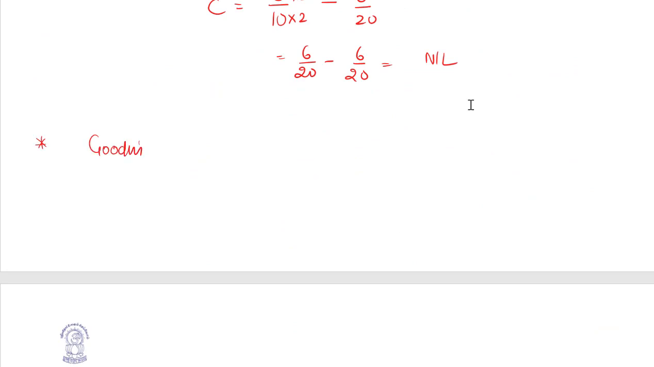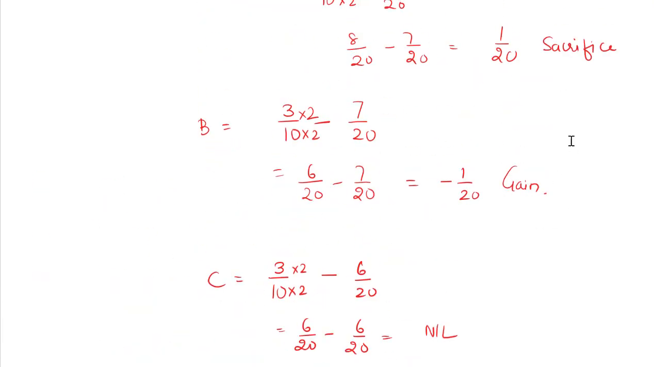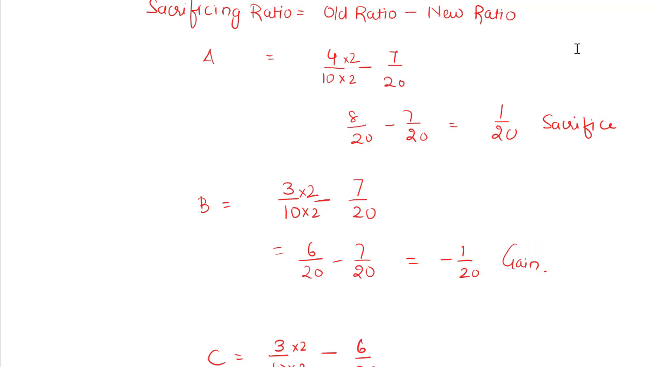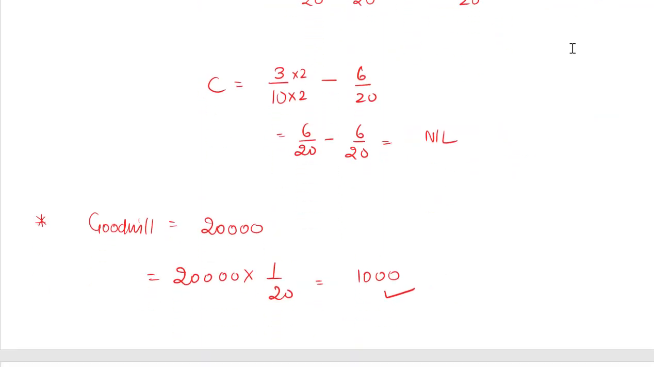Goodwill equals 20,000. So 20,000 multiplied by 1 by 20, 1,000. We need to pass a journal entry for 1,000. The entry would be gaining partner's capital account debit to sacrificing partner's capital account. Gaining partner is B and sacrificing partner is A. So B's capital account debit to A's capital account.